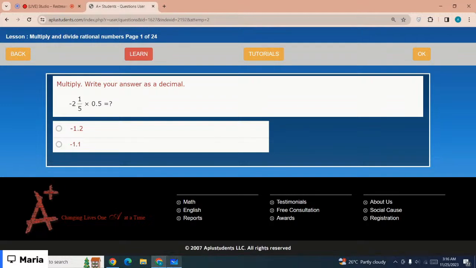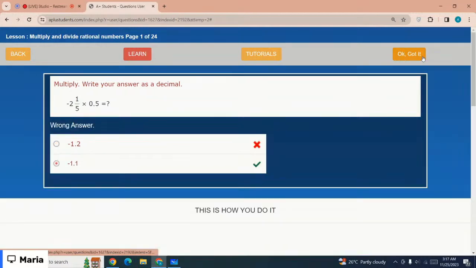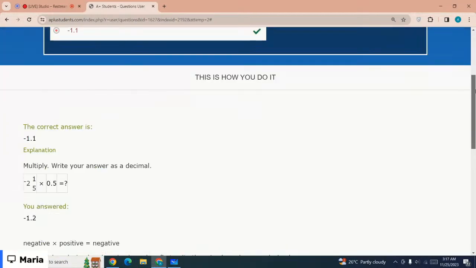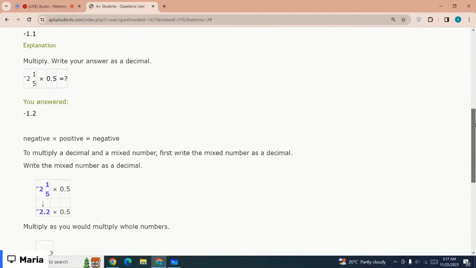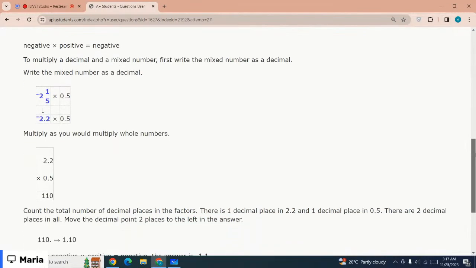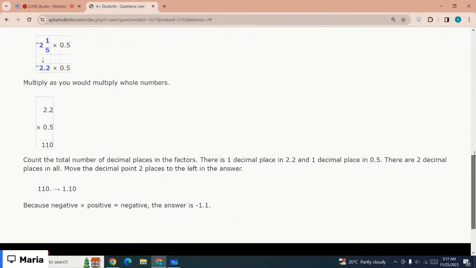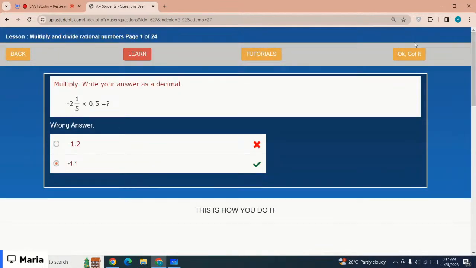Option number 1 is the correct option, right? You can multiply them just as decimal numbers, right? Negative 1.1, how? Okay, that is negative 1.1.